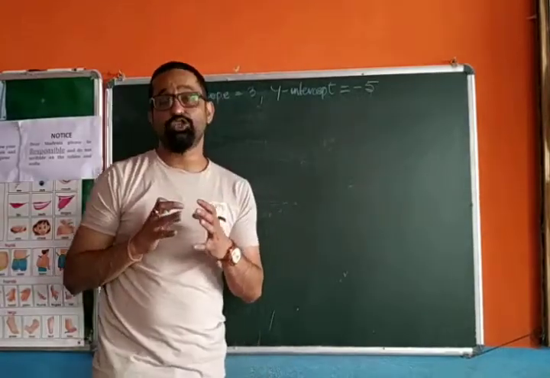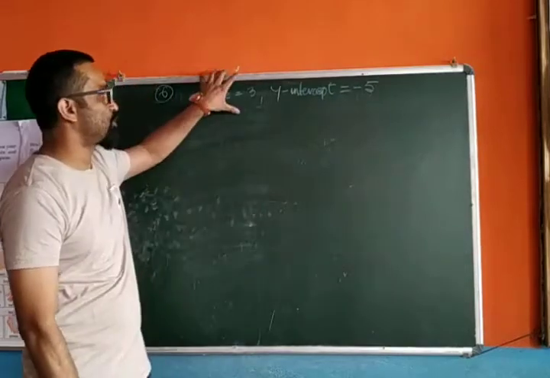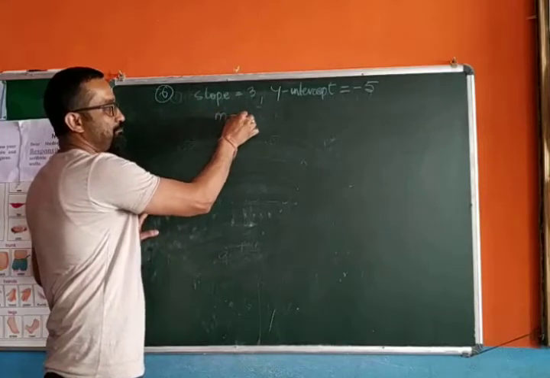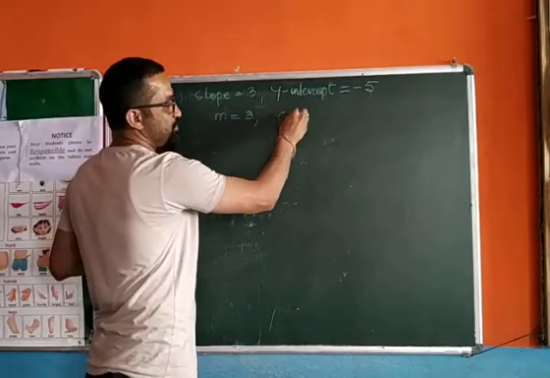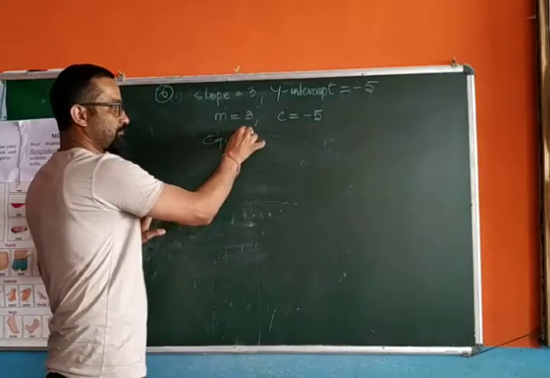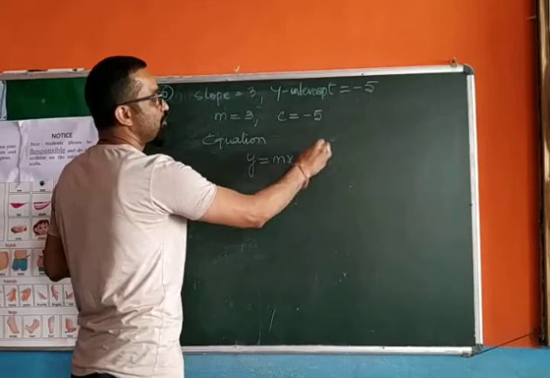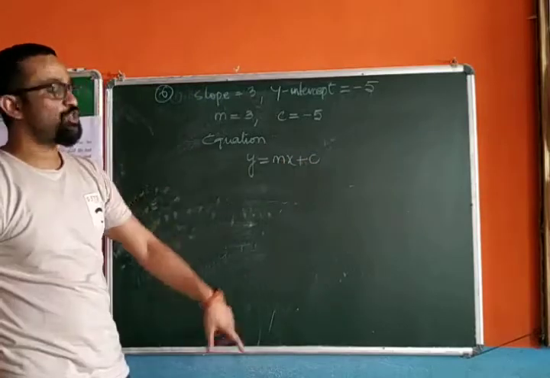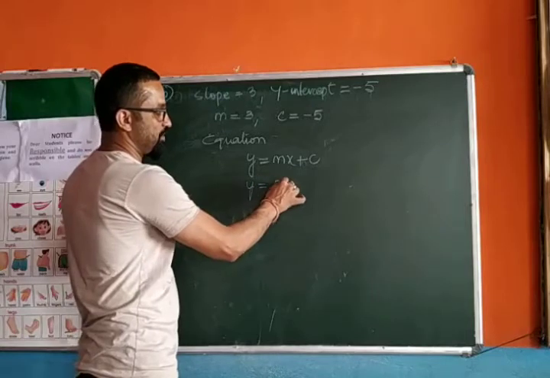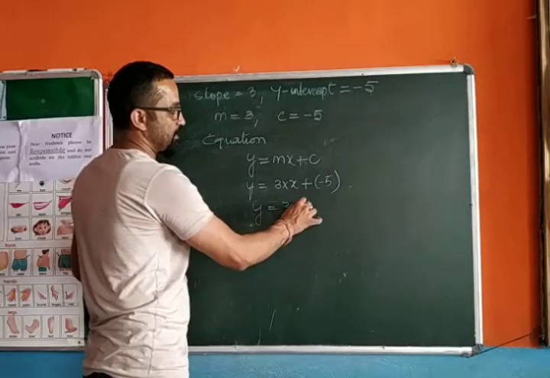You have a formula to calculate the equation of a straight line with slope and y-intercept. Slope is represented by m, 3, and y-intercept is represented by c, minus 5. Equation: y equals mx plus c. Write down the formula. Substitute the value of slope and y-intercept. y equals 3 multiplied by x plus minus 5. y equals 3x minus 5.